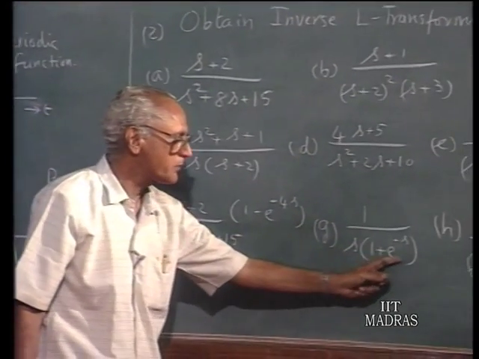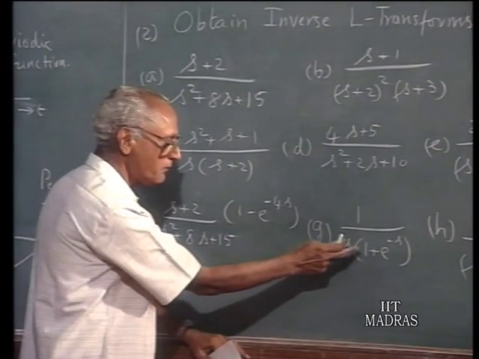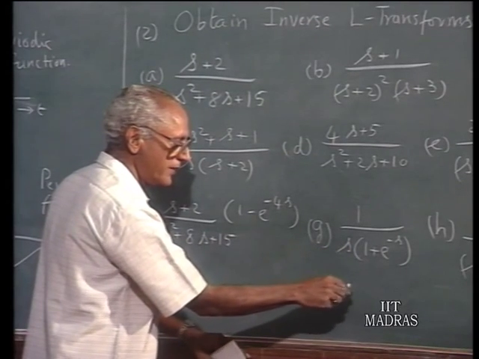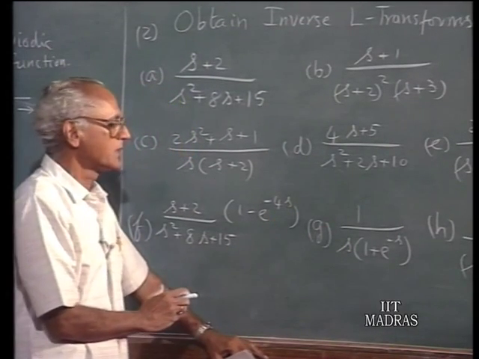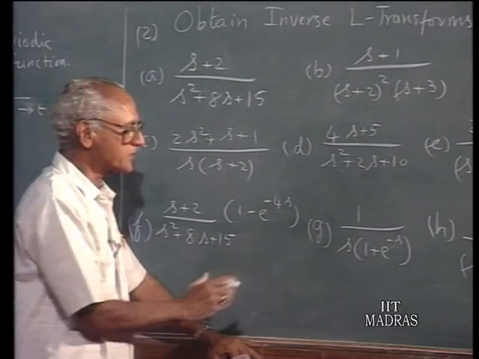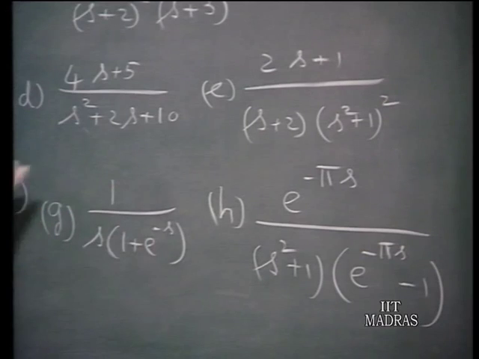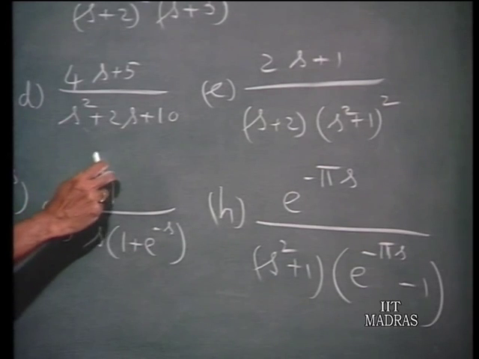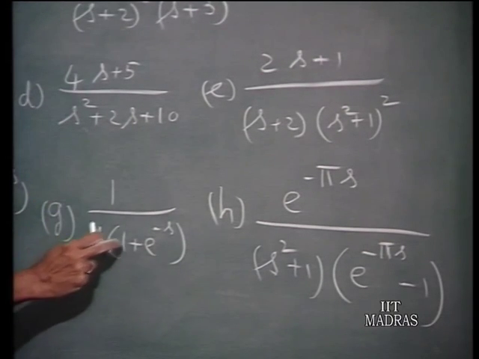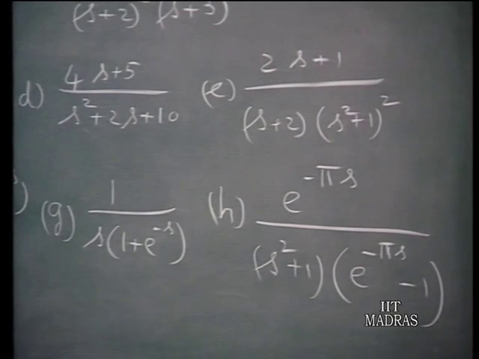(g) 1 over s times (1 plus e to the power of minus s). So if you had 1 minus e to the power of minus Ts, we recognize this to be the Laplace transform of a periodic function of time. So all you have to do is multiply both the numerator and denominator by 1 minus e to the power of minus s. So you have (1 minus e to the power of minus s) by s times (1 minus e to the power of minus 2s). Therefore, you can recognize this to be the Laplace transform of some periodic function with the Laplace transform for the basic period being (1 minus e to the power of minus s) over s. You can find that out.